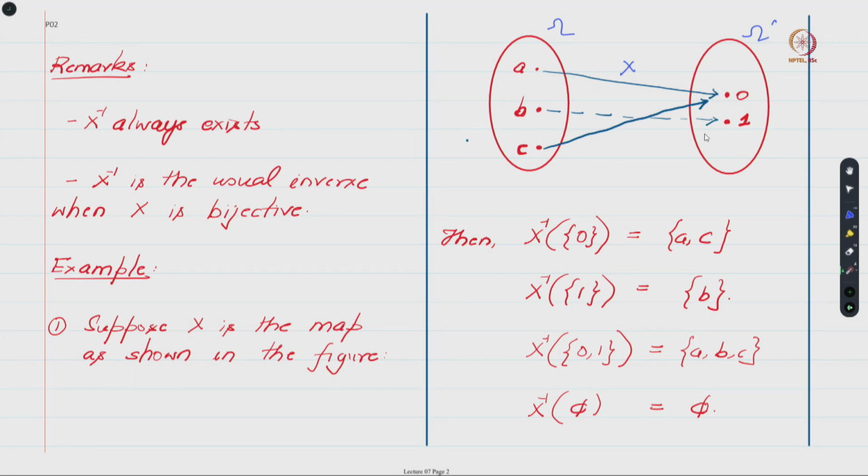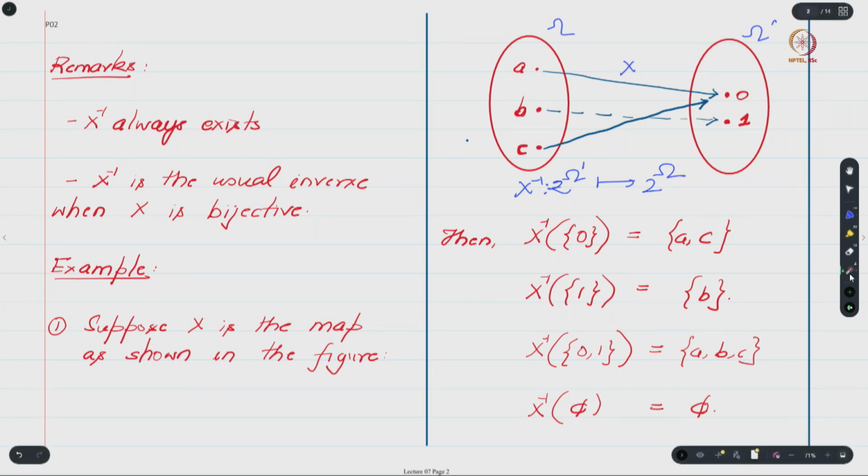However, we are claiming that the inverse map still exists, right. So what is the inverse map? Well, the inverse map over here will go from the power set of omega prime to the power set of omega, right. So which means I have to tell you what is the output of X inverse when I give a subset of omega prime as input. So what are the different possible subsets of omega prime? Well, it is {0}, {1}, the set containing both 0 and 1, and the empty set, right.